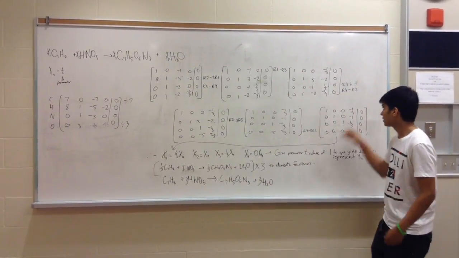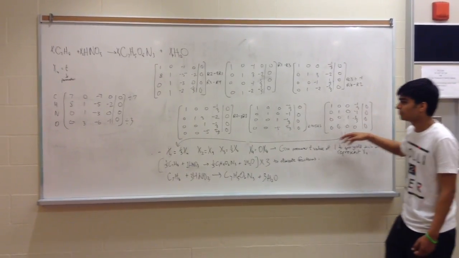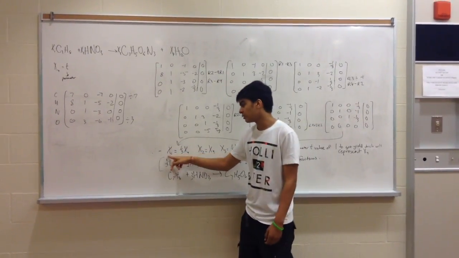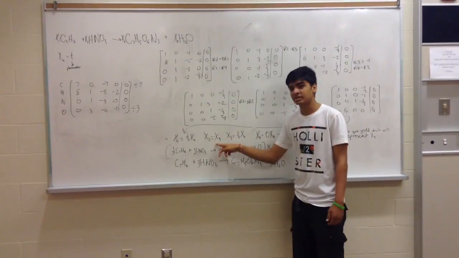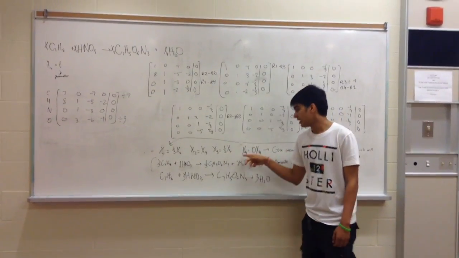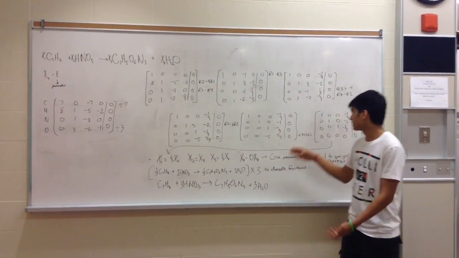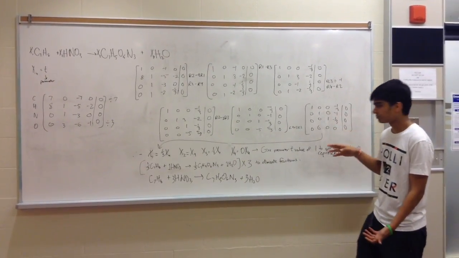And so the values I got over here were negative 1 over 3, negative 1, negative 1 over 3, and 0. And so ideally when you look at that, that becomes x1 equals 1 over 3 x4, x2 equals x4, x3 equals 1 over 3 x4, and x4 equals 0 x4, just because if you were to read this, it would mean 0 x4 is equal to 0.